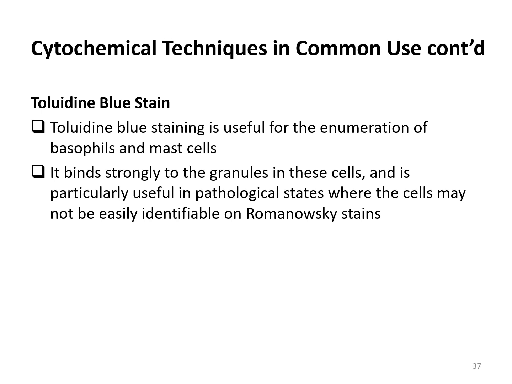Okay, another one is toluidine stain. Toluidine blue is the stain that we use here, and this is used to enumerate or identify basophils and mast cells because the stain has a strong binding affinity to the granules of those cells. Sometimes it is difficult to identify those granules using the normal Romanovsky stain like H&E staining.